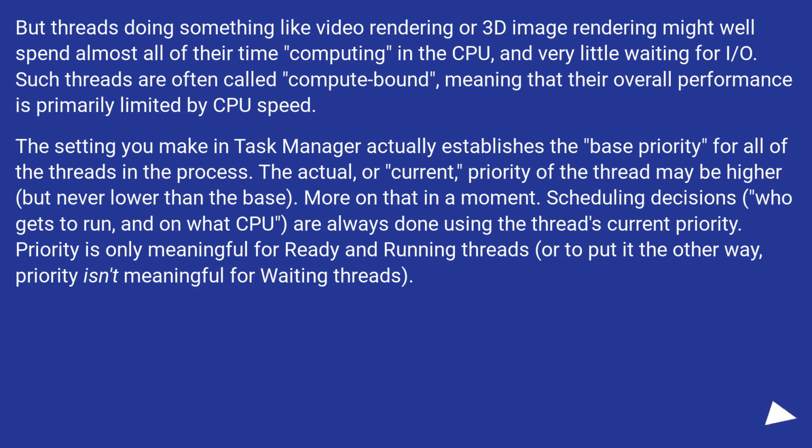The setting you make in Task Manager actually establishes the base priority for all of the threads in the process. The actual, or current, priority of the thread may be higher, but never lower than the base. More on that in a moment. Scheduling decisions, who gets to run, and on what CPU, are always done using the thread's current priority. Priority is only meaningful for ready and running threads, or to put it the other way, priority isn't meaningful for waiting threads.